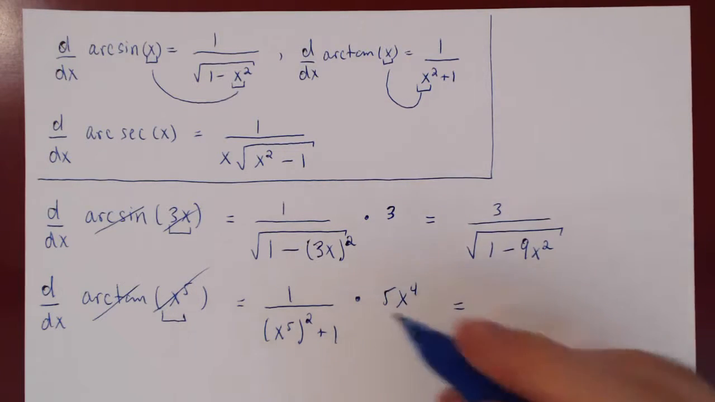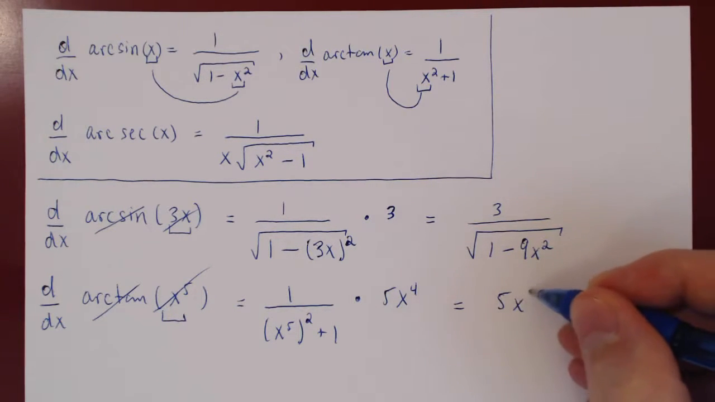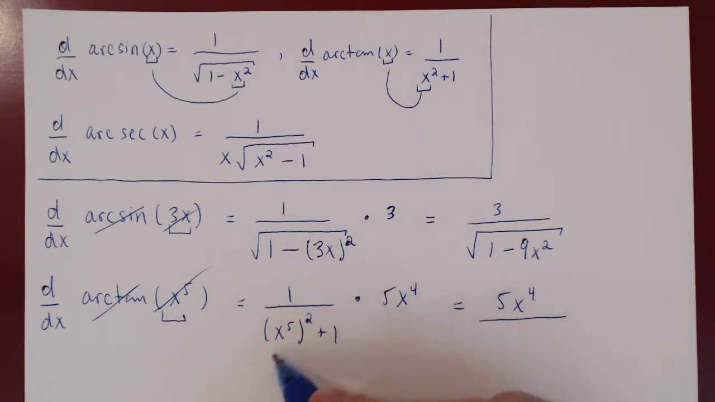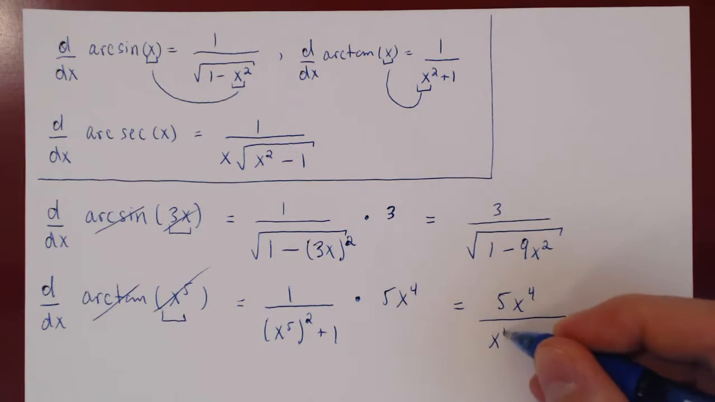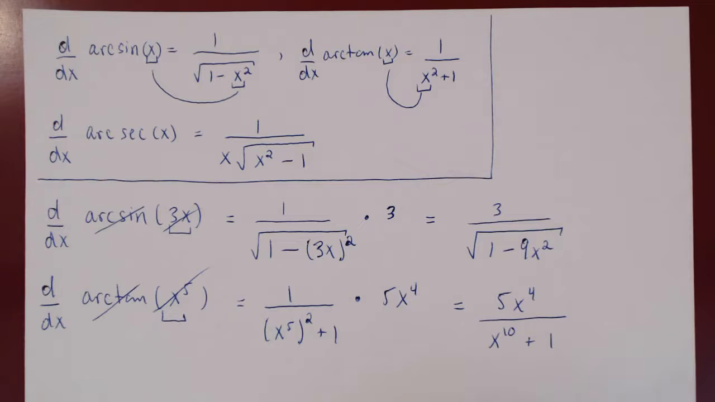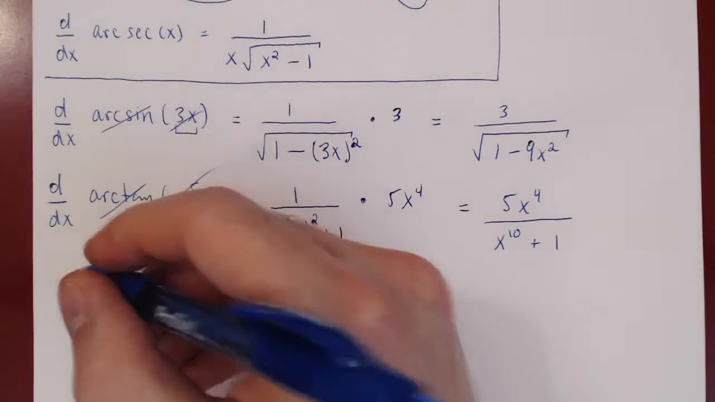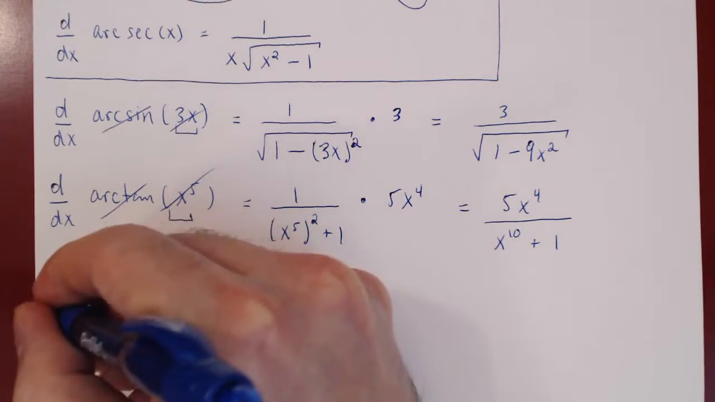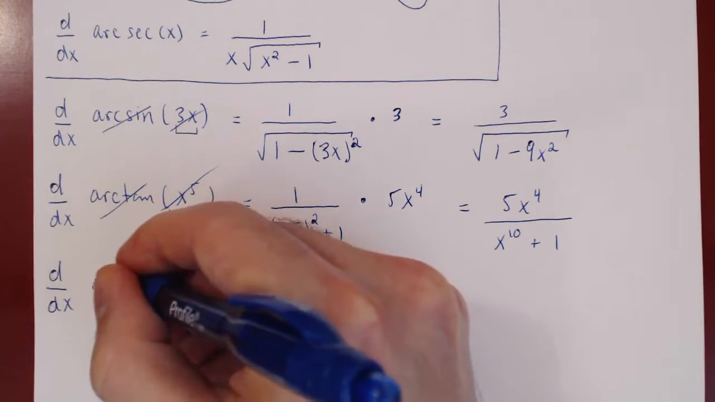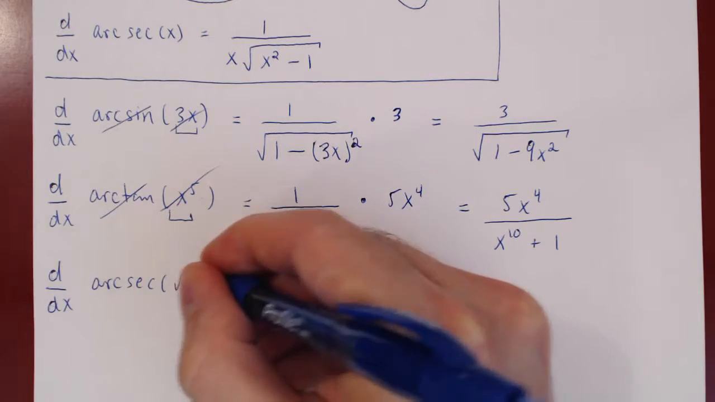And we can again simplify this as 5x to the 4 over, and if you square x to the 5, you get x to the 10, plus 1. So there you have it. The derivative of arctangent of x to the 5 is this expression. Let's do one with arc secant. Let's go with arc secant, say, of root of x. So the derivative with respect to x of arc secant of root of x.